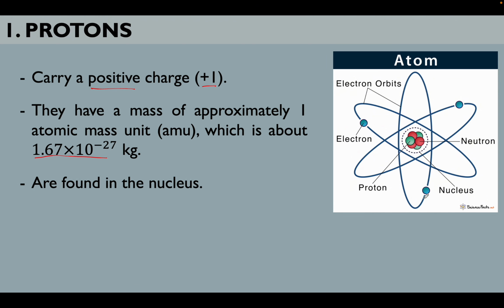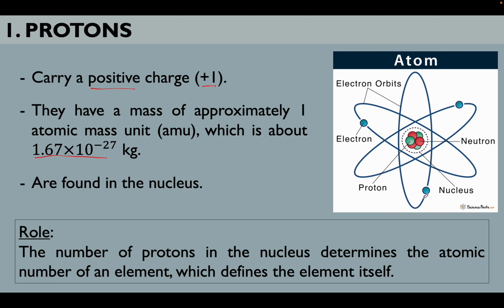What is the role of the proton? The number of protons in the nucleus will determine the atomic number of an element. Again, we will discuss later what an atomic number is, what atomic mass is, and so on. The atomic number defines the element itself. If you're familiar with the periodic table, each element on the periodic table has a unique atomic number.